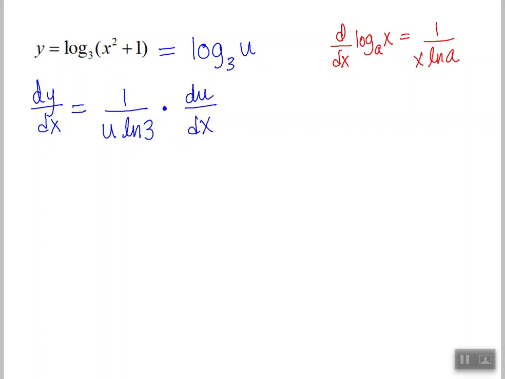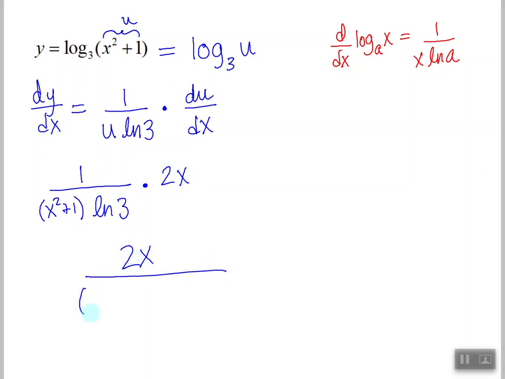Now we can replace with what u equals. 1 over u is that inside function, x squared plus 1, times natural log of 3 times du/dx. The derivative of u is 2x. This is a derivative, but I can clean it up a bit, so I will. 1 times 2x is 2x over x squared plus 1 times natural log of 3.